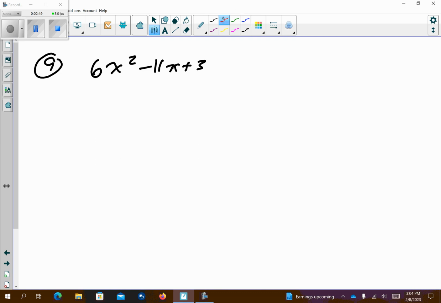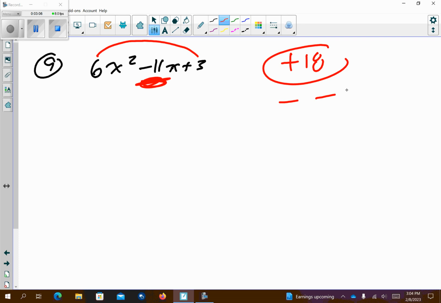Problem number 9. I'm going to multiply 6 times 3, and that's going to give me positive 18. So now we have to think about this. That's a negative 11. Well, in order to get a positive number when multiplying two numbers together, I have to have the exact same sign. So in this case, they're both going to be negative.